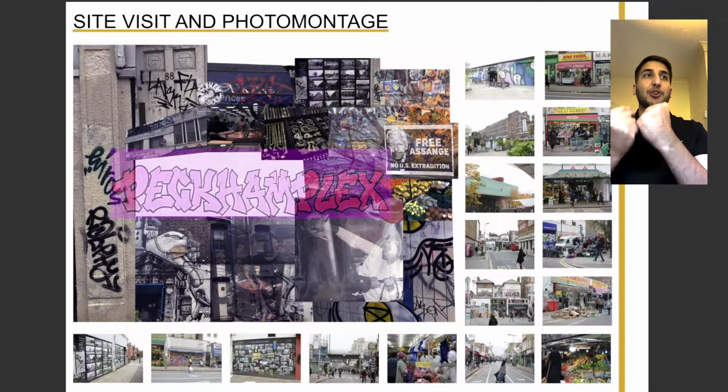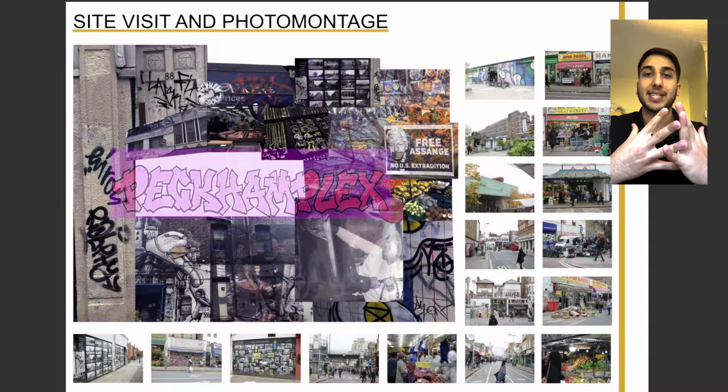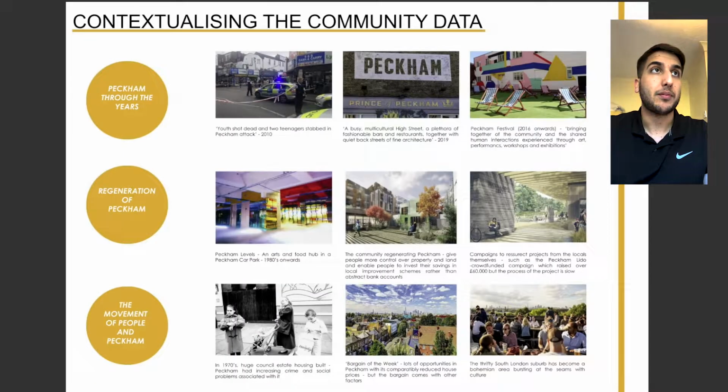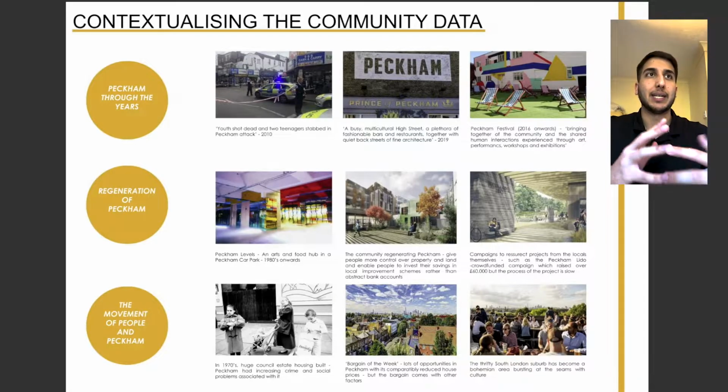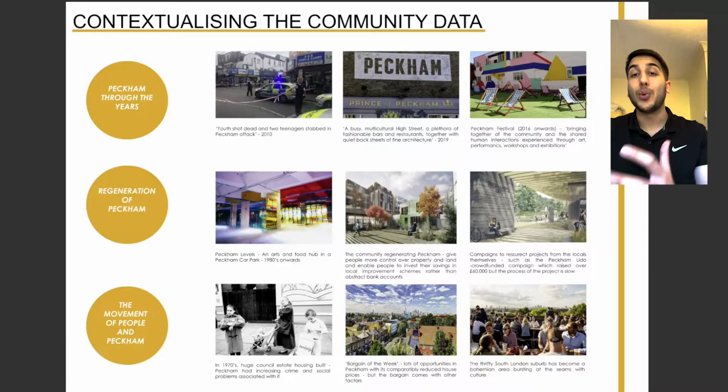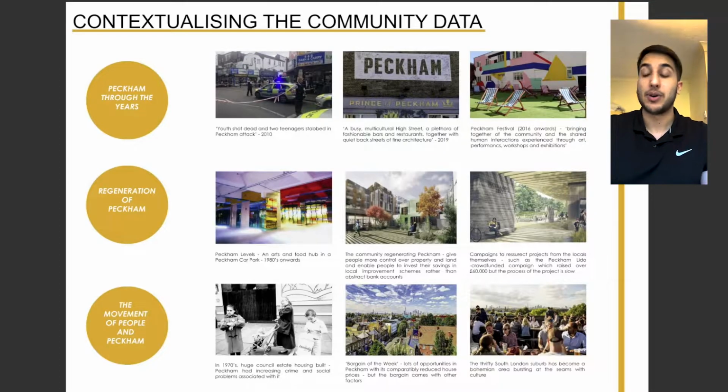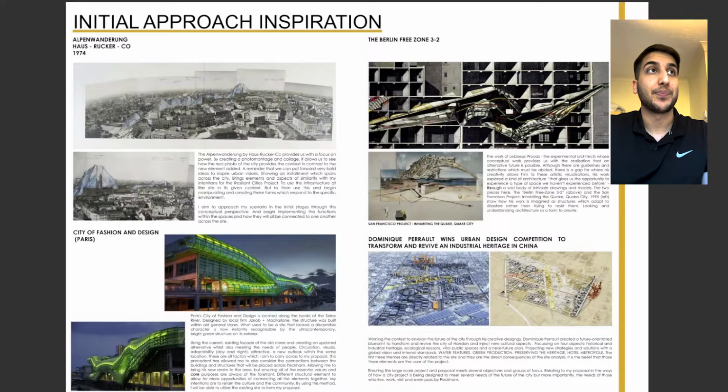What are these different strands within Peckham that are coming together that I can then work on and build from too? Contextualizing the community data, so Peckham through the years, regeneration of Peckham, and the movement of people in Peckham itself. Kind of this flow, this journey. What is it? What did it look like? What's happened to it, and what's going to happen? What's in the making now? And that's also very important.